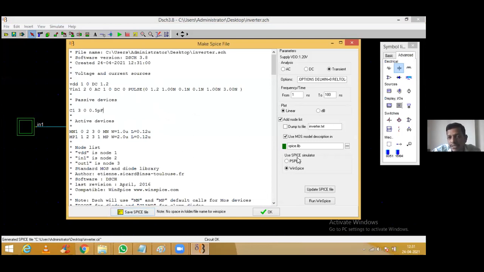On the right hand side, guys, look at that. We have AC, DC and transient analysis for the spice netlist. And we have 2 types of simulator over here. One is PSpice and another one is WinSpice. Is it fine? So what we can do is click on update spice file, and since WinSpice is selected, you can directly ask it to run WinSpice over here.